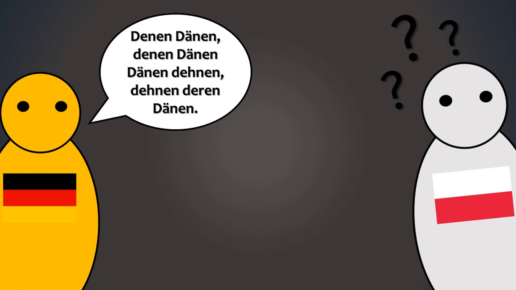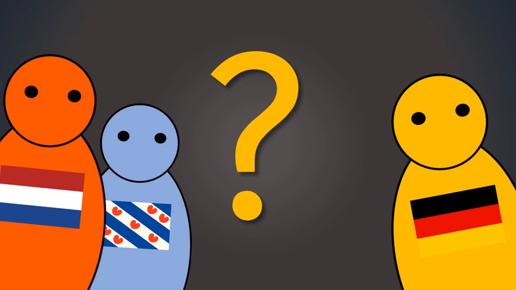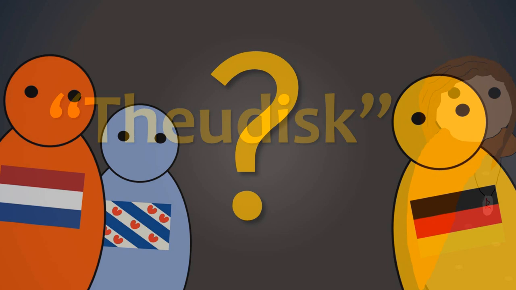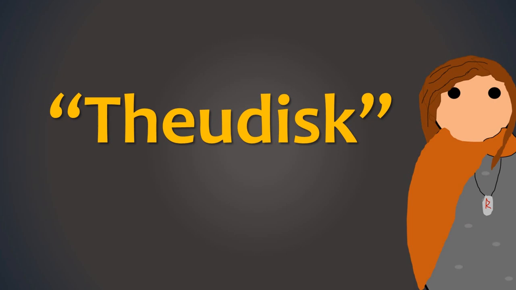But how do we go from that to the version used by the Dutch and the Frisians, as well as, of course, the Germans themselves? Well, this comes back to a Proto-Germanic word, which is Theodisk, and this is a word that meant something like people, or Volk is the German term, and Volk in Dutch, which is used, and this eventually would develop into Deutsch, after several changes and shifts in how things were pronounced.